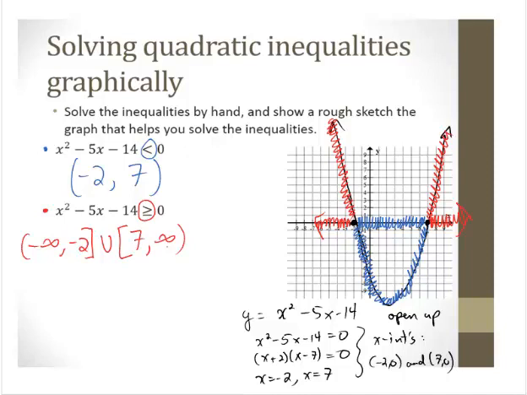So, if we want to solve a quadratic inequality, where it's less than or greater than 0, we first find where it's equal to 0, draw a rough sketch, shade the appropriate regions, and convert those to intervals.